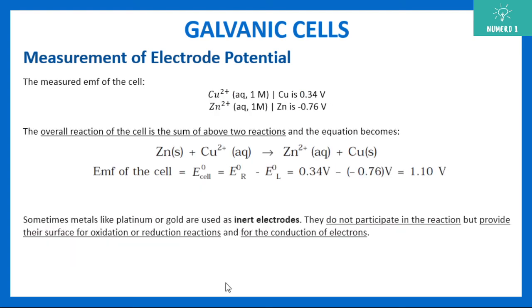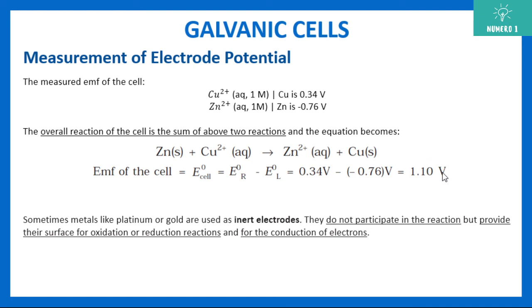Now if you want to have zinc and copper as two parts of your electrode, you can simply find the EMF of the cell, represented by E naught of cell, which is E right minus E left. Put the values of copper minus the values of zinc, and you get the cell potential or EMF of the cell.